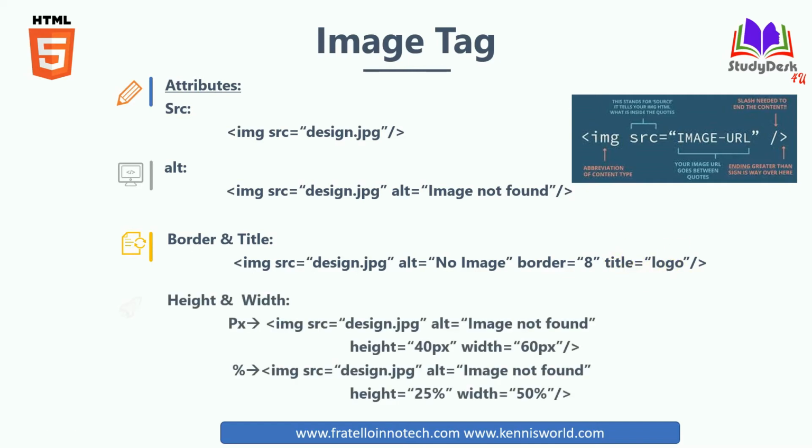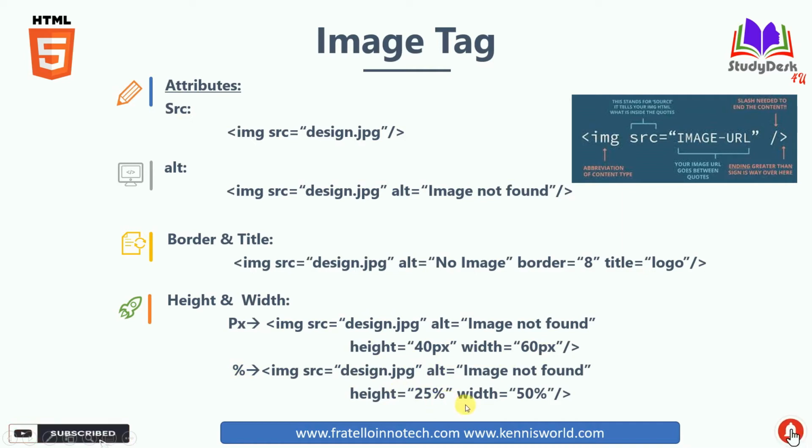And the next one, height and width. If you want to give a specific size to an image for fitting into our web page, we can use this attribute and we can mention this height and width by using pixels and percentages. If you want to mention pixels, you can use like this, 40 pixels and 60 pixels. Or if you want to use percentages, you can use like this.